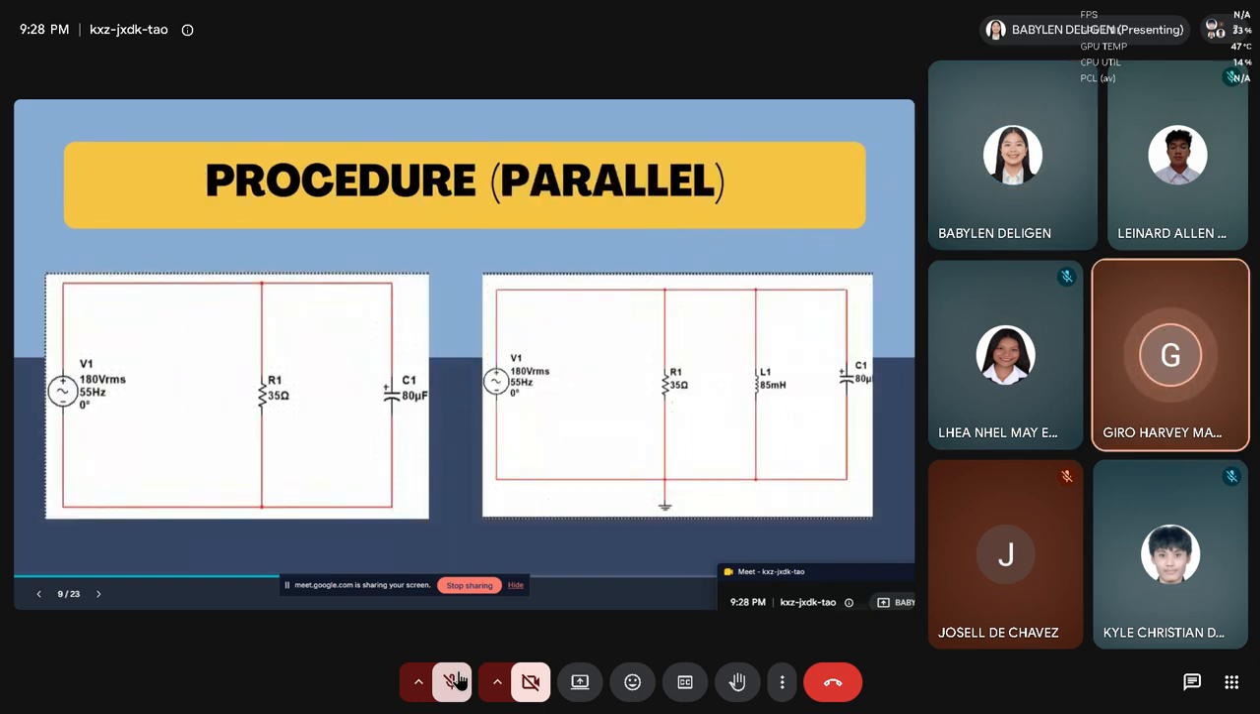And next is the parallel. The parallel circuit was assembled in Multisim by connecting all resistors across the same voltage source. The resistance values were set according to the circuit diagram. After running the simulation, the voltage across each branch and the current through each resistor were measured using the digital multimeter. The results were compared with the theoretical calculation to confirm that each branch has the same voltage while the current divides among the parallel paths.